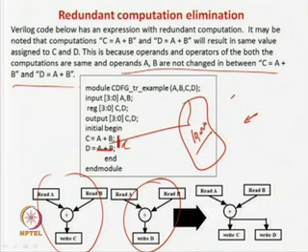So, the compiler or your tool will tell you that it is a redundant expression, then you have to think about whether you have changed A and B, or you can search and find out. Advanced tools can even tell you whether A and B have changed or not. If there is no change of A and B, then you can go for this redundant computation elimination.